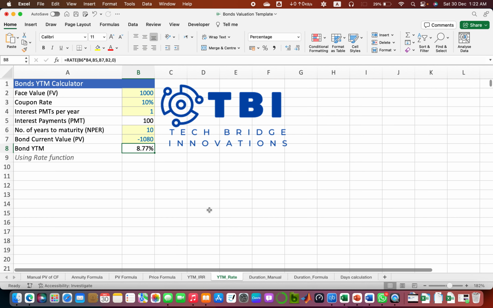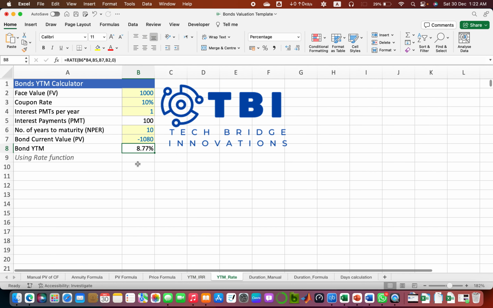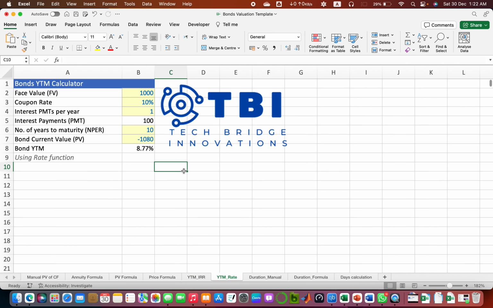So you get 8.77%. So if you notice, this is exactly the same bond that we calculated in the IRR sheet. So we are getting the same value, 8.77 and 8.77 here. So this is how you calculate the YTM of a bond using the rate formula. So that's it for the rate thing.